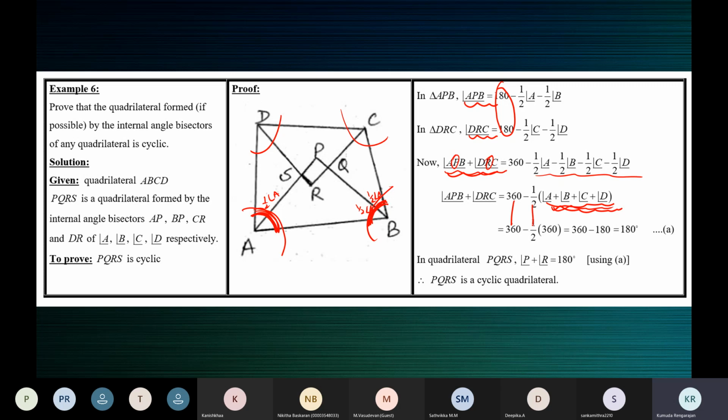So 360 minus half of the sum of angles A, B, C and D, which is 360. Half of 360 is 180. So 360 minus 180 is 180. So we proved that in quadrilateral PQRS, this middle quadrilateral, one pair of opposite angles, P and R, is supplementary. Therefore, PQRS is a cyclic quadrilateral.